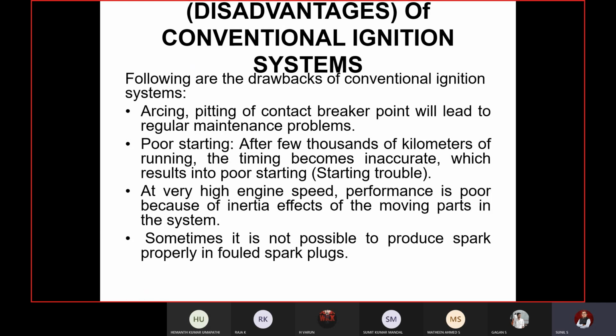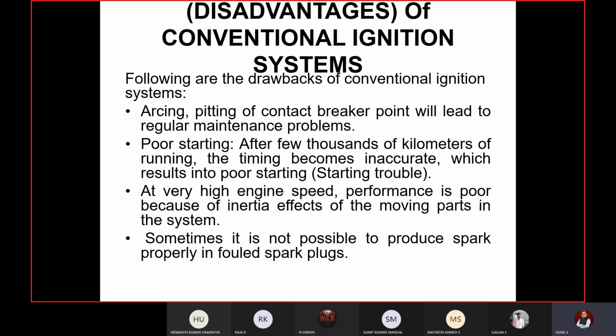Every 10 to 20,000 kilometers, if you see old Maruti vehicle, every 10,000 kilometers only you have to change all the spark plugs, and the contact breaker circuit will be there, that should be changed. So regular changing is required. Why? Because there will be wear and tear. That is the main problem.